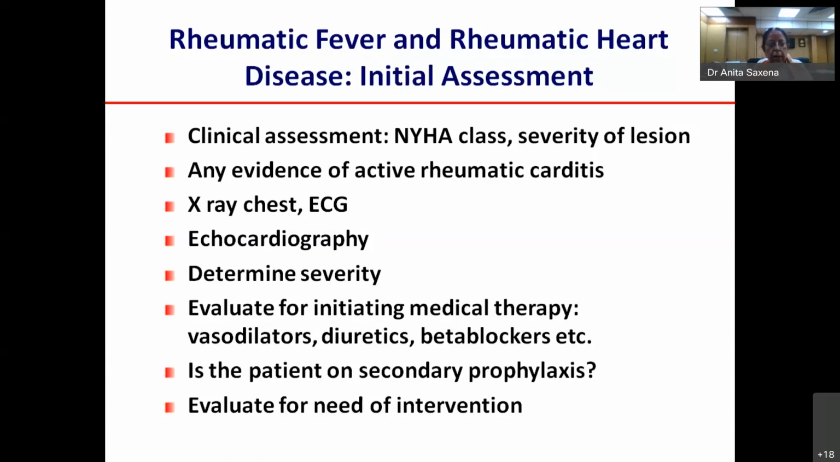Then, of course, we always get an X-ray, ECG, echocardiography. The idea is to know what is the severity of the lesion. Clinically, it's a fair method to detect severity. Most of the time, we are able to detect severity, but of course, now with the availability of echocardiography, it is very easy to know how severe the lesion is, especially in those cases where you have multivalvular involvement. Then we need to know whether to start some therapy on these patients or not. We need to assess if the patient was advised secondary prophylaxis to prevent further episodes of rheumatic fever, and whether this is the time to go for any intervention, whether it is transcatheter intervention or surgical intervention.